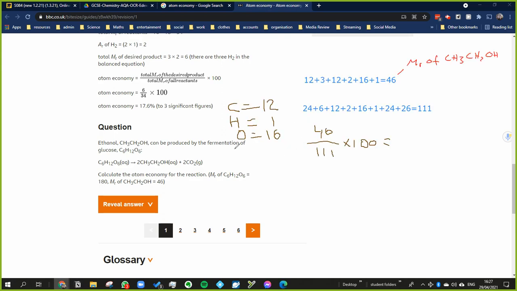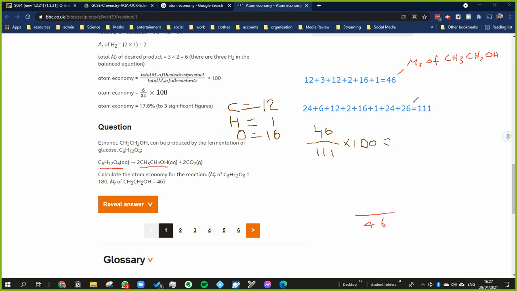So what you want to work out is the mass of the desired product, which is this one here, divided by the total mass of all the reactants, and there's only one reactant. That's that one there. This number here that you've worked out, this is the mass of the reactants. Okay, so the thing is going to be over 46 for a start. That's the amount of the reactants. Okay, we're trying to produce this one here.